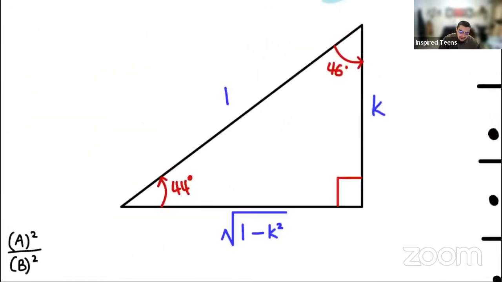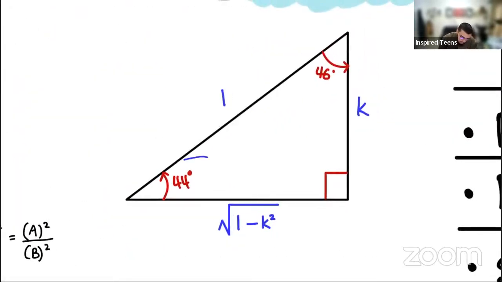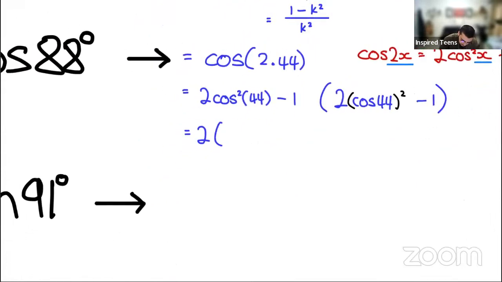Remember that cos is adjacent over hypotenuse. For 44, the adjacent is square root of 1 minus k squared, over 1. So instead of writing over 1, I know that it's going to be the same, so I'm just going to write the square root of 1 minus k squared. And we're going to take that and square it and subtract 1. To simplify this, the square is going to cancel with the square root.